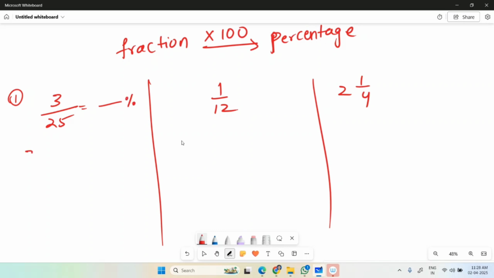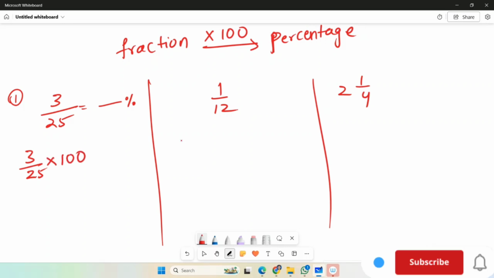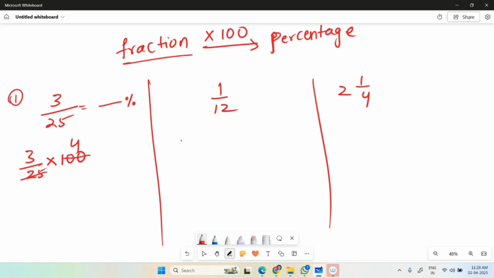So 3 out of 25, and we have to multiply by 100, because while converting fractions to percentages we have to multiply by 100, and we already know how to multiply fractions with a whole number. That we already did in the fractions lesson. So 3 out of 25 times 100. Now we can simplify here. 25 times 4 is 100. 3 times 4 is 12. So 3 out of 25 can be written as 12 percent.